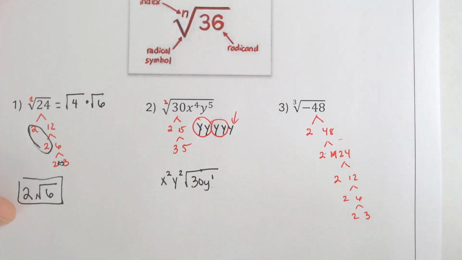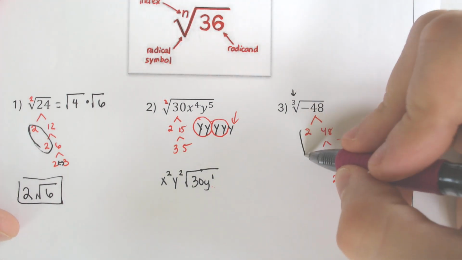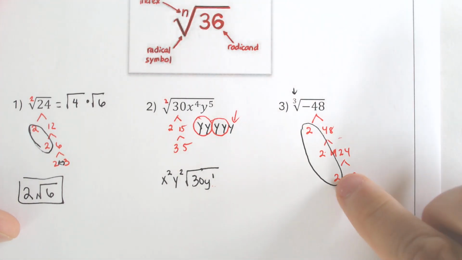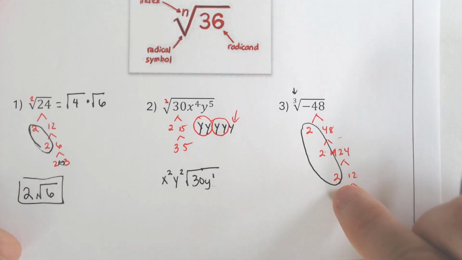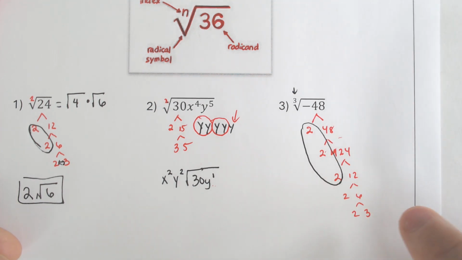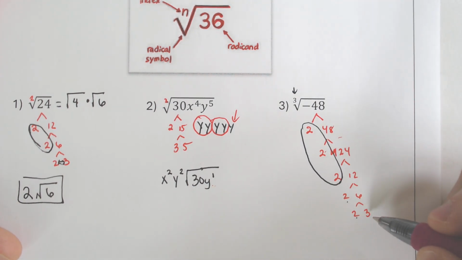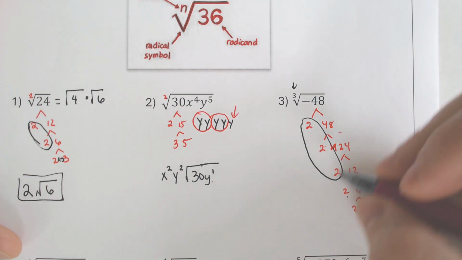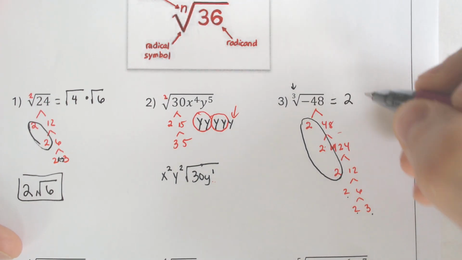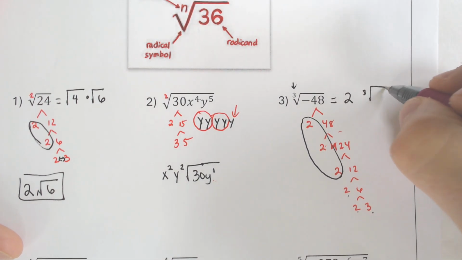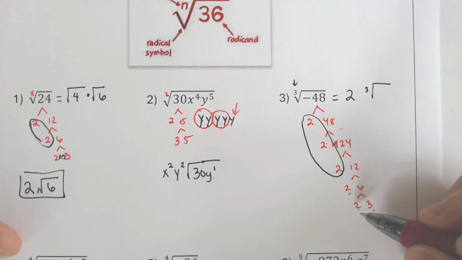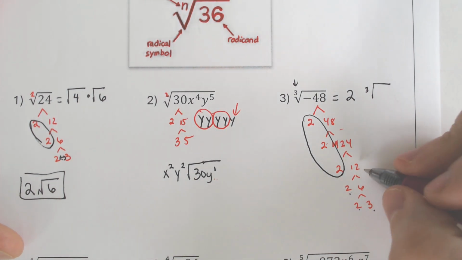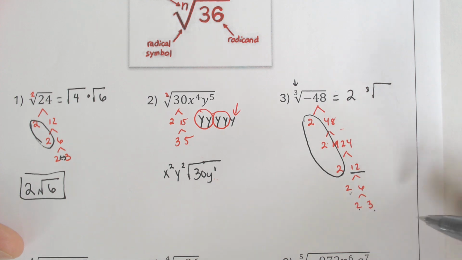All right, because it's a cube root with a 3, a little 3 there, we are looking for 3 of a kind. I have 3 2's, 2, 2, 2. So that number is going to go on the outside. And then here we have a 2 and a 3 that did not get broken down. Those are going to have to multiply back and be on the inside. So this is going to turn into 2 cube root of 2 times 2 is 4 times 3 makes 12, which makes sense because that is what those all broke down into.